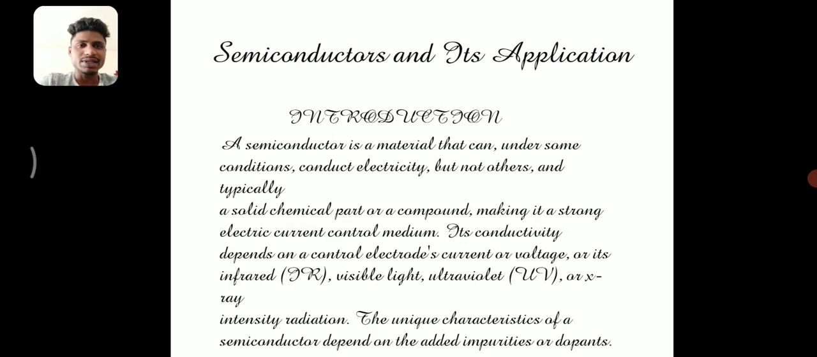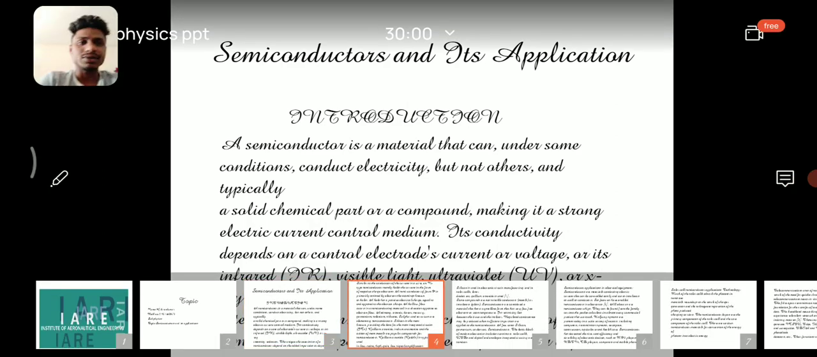Semiconductors and its applications. Introduction. A semiconductor is a material that can, under some conditions, conduct electricity but not others, typically a solid chemical element or compound, making it a strong electric current control medium. Its conductivity depends on a control electrode's current or voltage, or on the intensity of infrared, visible light, ultraviolet, or X-ray radiation. The unique characteristics of a semiconductor depend upon the added impurities or dopants.